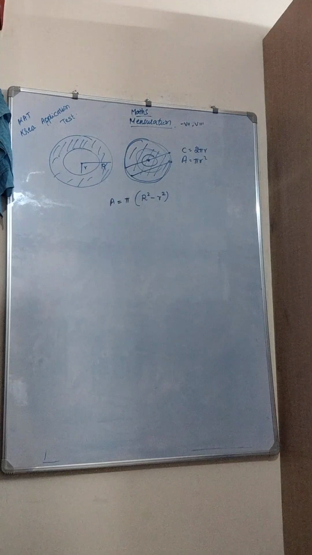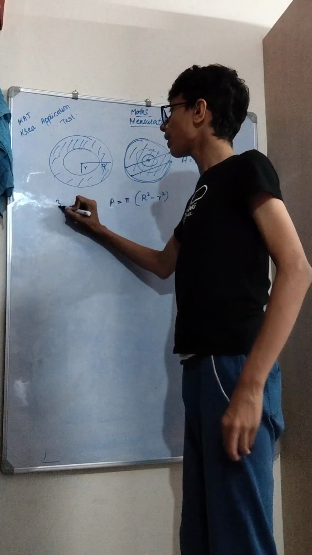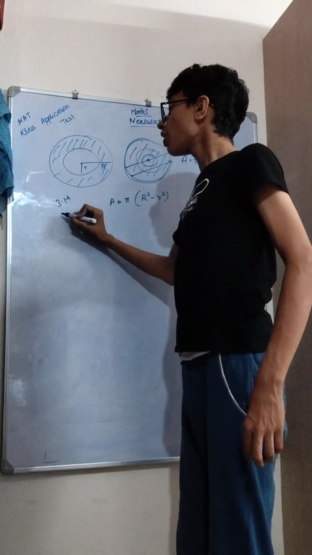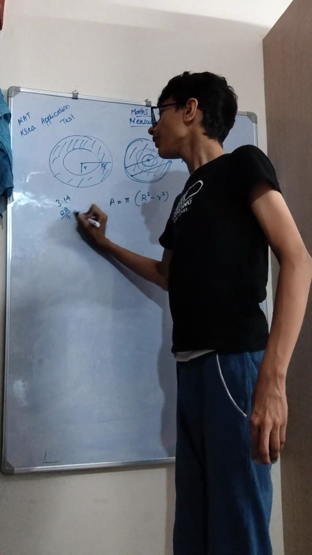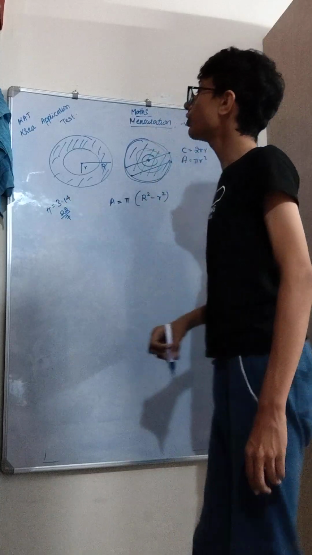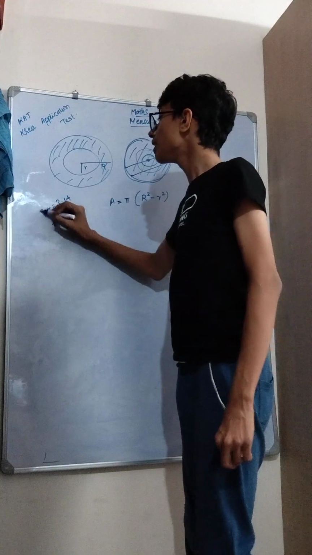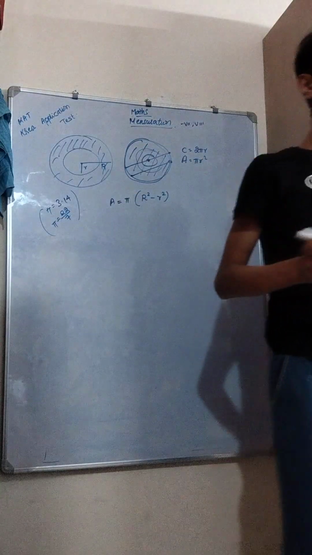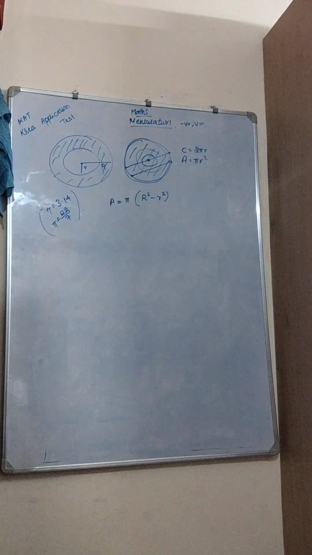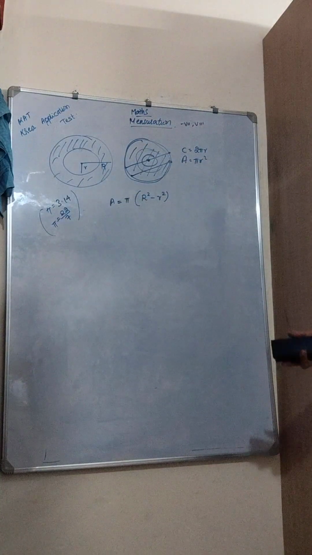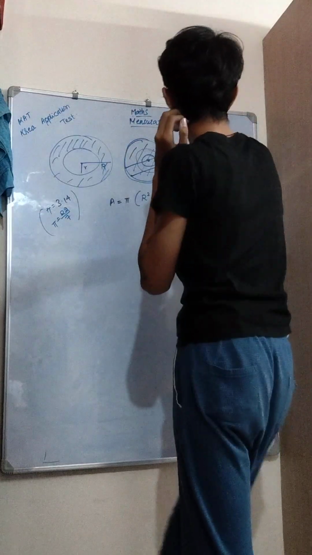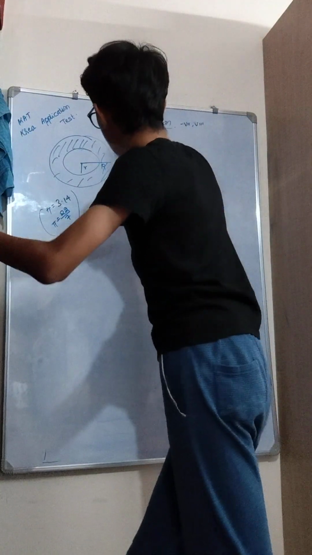And pi, you can take it as two values only. Either it is 3.14 or 22/7. So if it is given as 3.14, you can take pi as 3.14, or if 22/7 is given, you can take it as 22/7. So now this is it about mensuration in 7th standard. Can I erase this? Yeah.